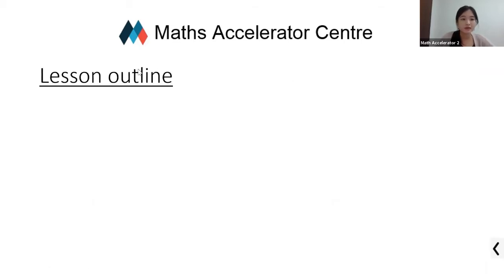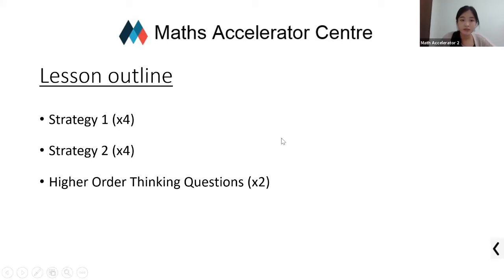So what is the lesson outline? Within the lesson, we will do 4 questions on strategy 1, and then we'll have another strategy 2 with another 4 questions. And last but not least, we have 2 higher order thinking questions at the very end.